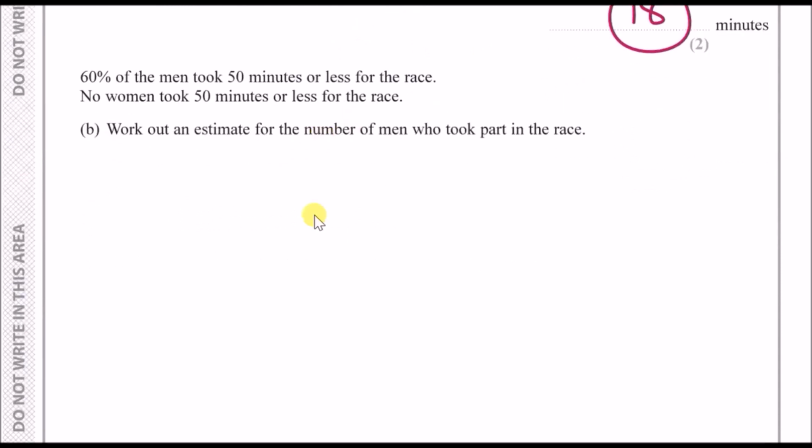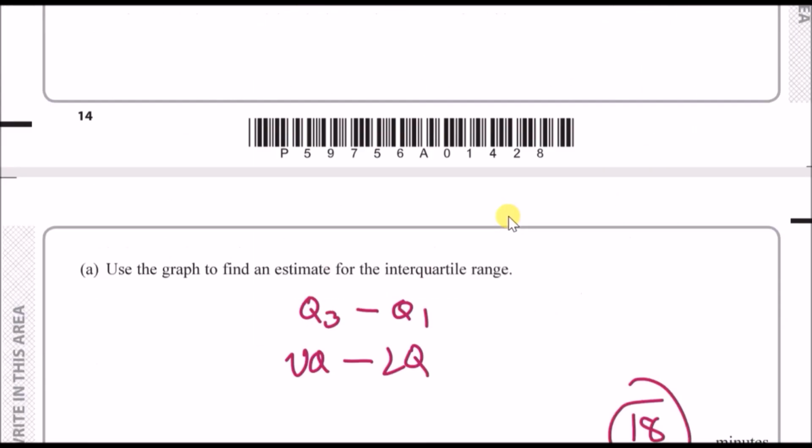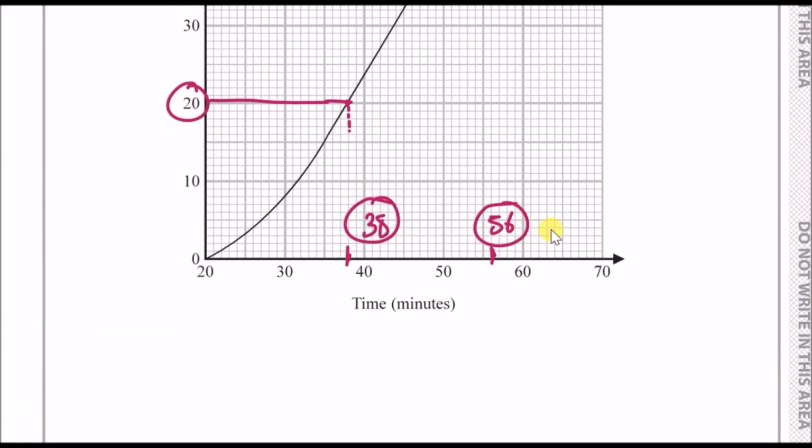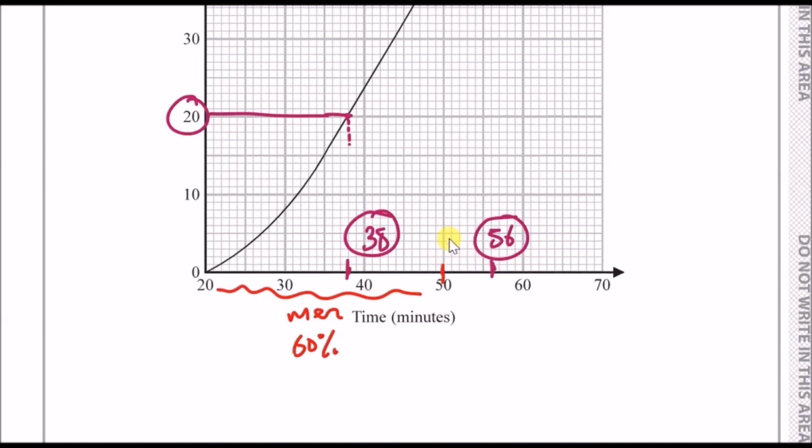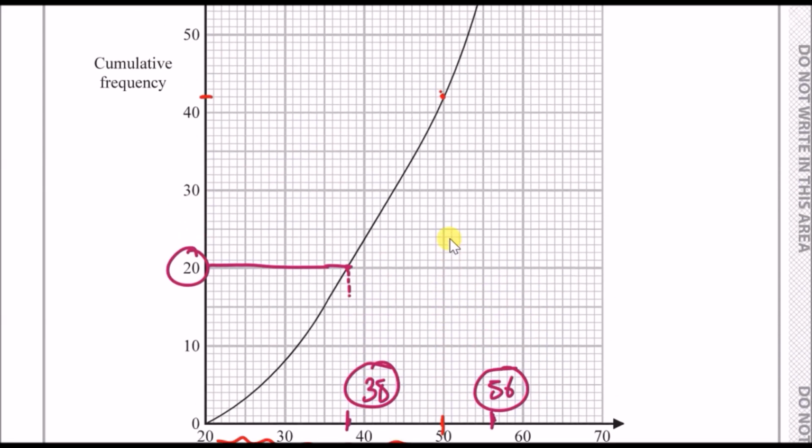And for part B, it tells us that 60% of the men took 50 minutes or less for the race, whereas no women took 50 minutes or less. Okay, so just looking at this information, we can see that over here, no women were part of this group, but only men were here. And in fact, 60% of all the men were here. So just looking up at the 50 mark, to see where it hits around here, which actually counts for 42 people of that population.